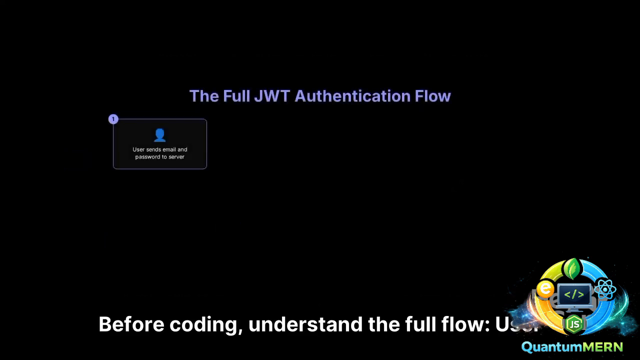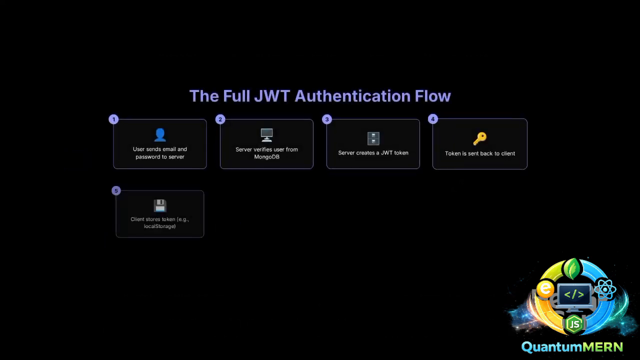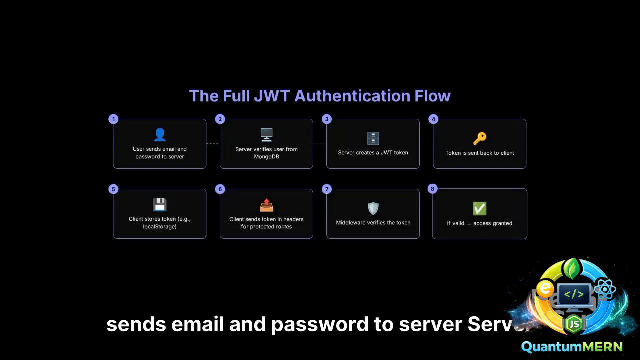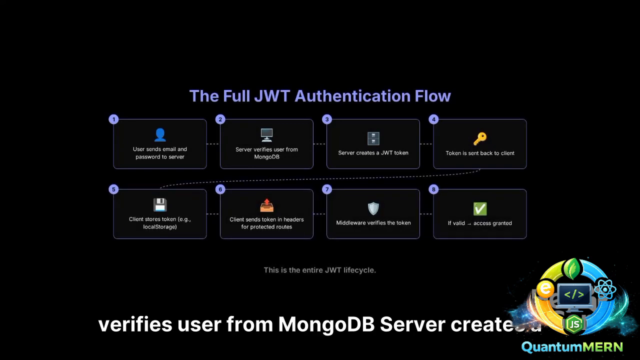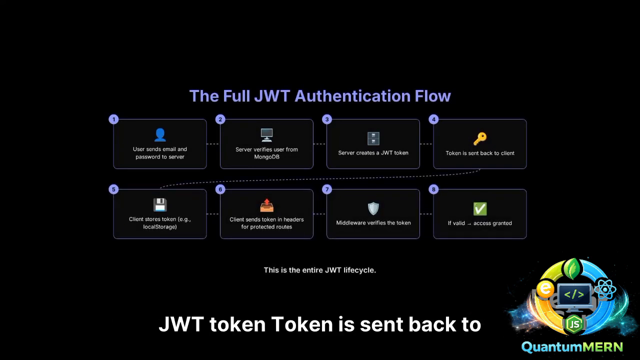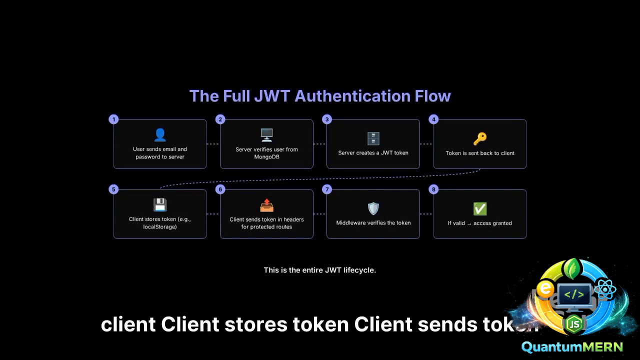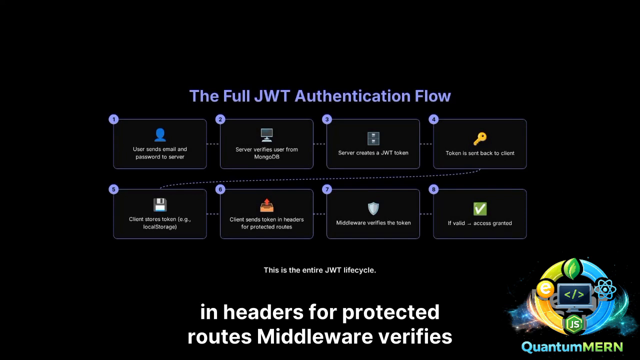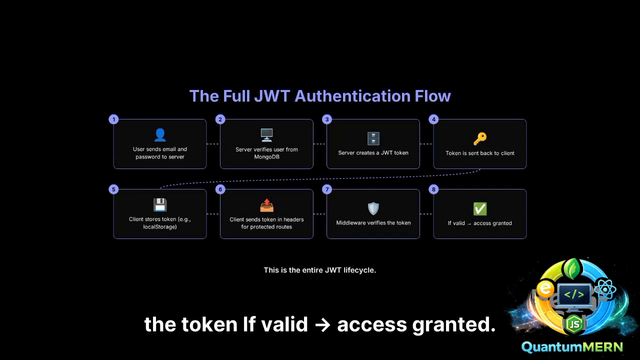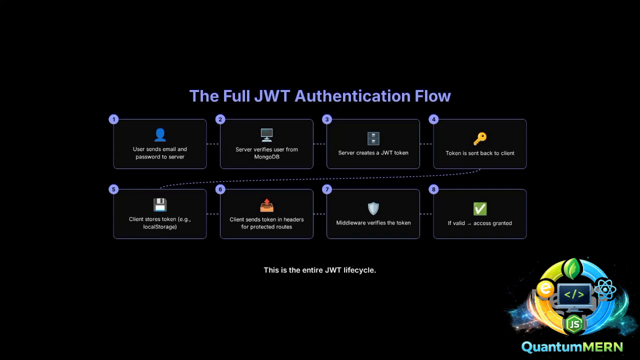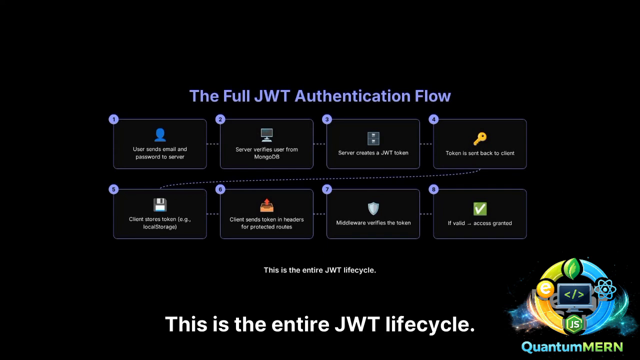Before coding, understand the full flow. User sends email and password to server. Server verifies user from MongoDB. Server creates a JWT token. Token is sent back to client. Client stores token. Client sends token in headers for protected routes. Middleware verifies the token, if valid access granted. This is the entire JWT lifecycle.